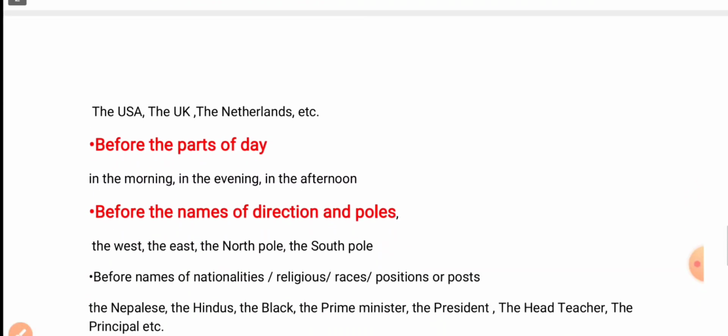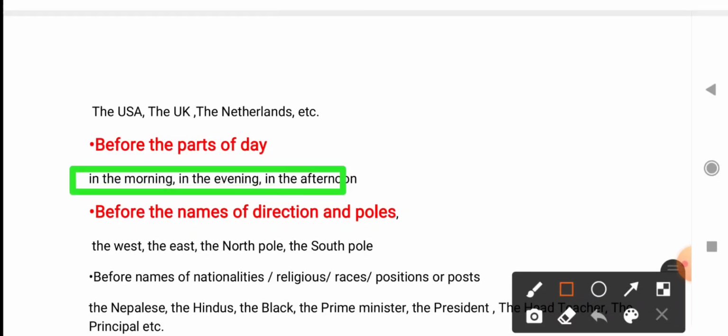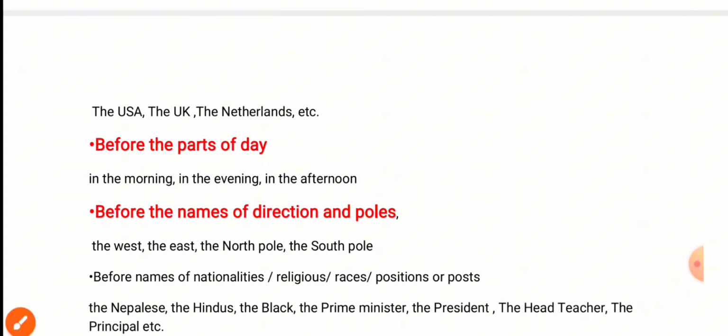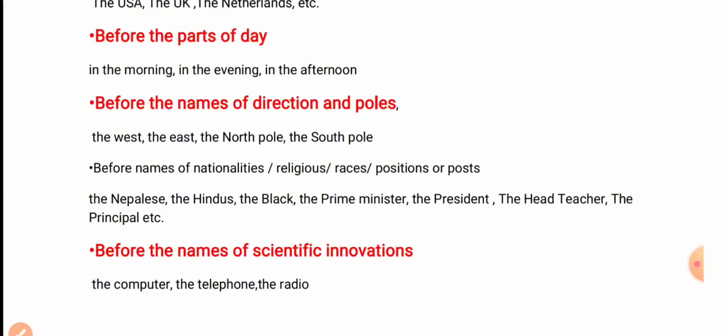Before the parts of the day, we use the article. Like here, in the morning, in the evening, in the afternoon. So these are the parts of the day. We use the article before the parts of the day. Similarly, before the names of directions and poles: the west, the east, the north pole, the south pole, etc.